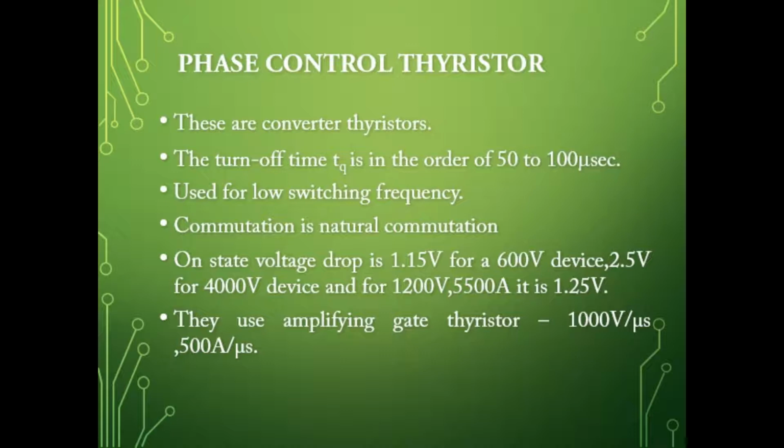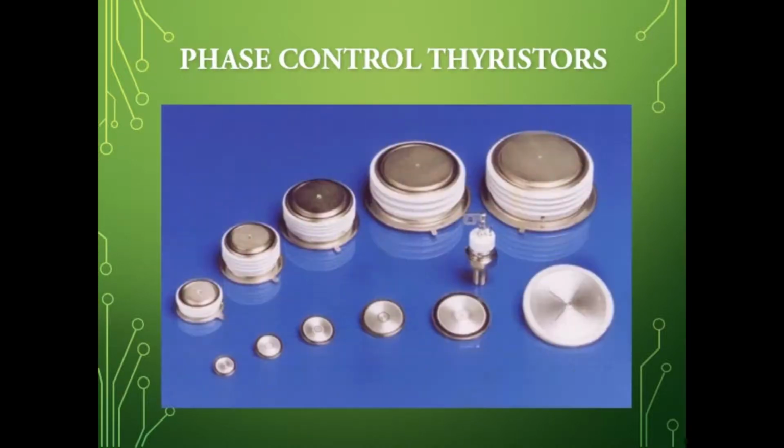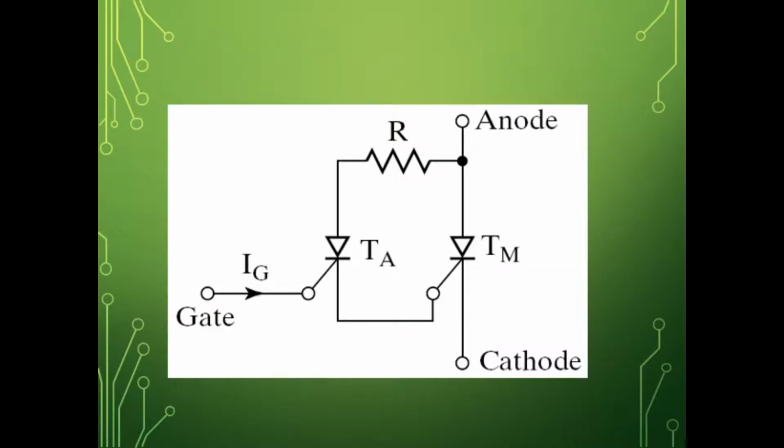There is some modern thyristor which has an amplifying gate. This is the modern phase control thyristor, where you can see that there is an amplifying gate which uses an auxiliary thyristor, and it is gated by the gate signal. You don't apply the gate signal directly to the main thyristor; you apply it to the auxiliary thyristor, and then the amplified output of this TA is applied as a gate signal to the main thyristor.